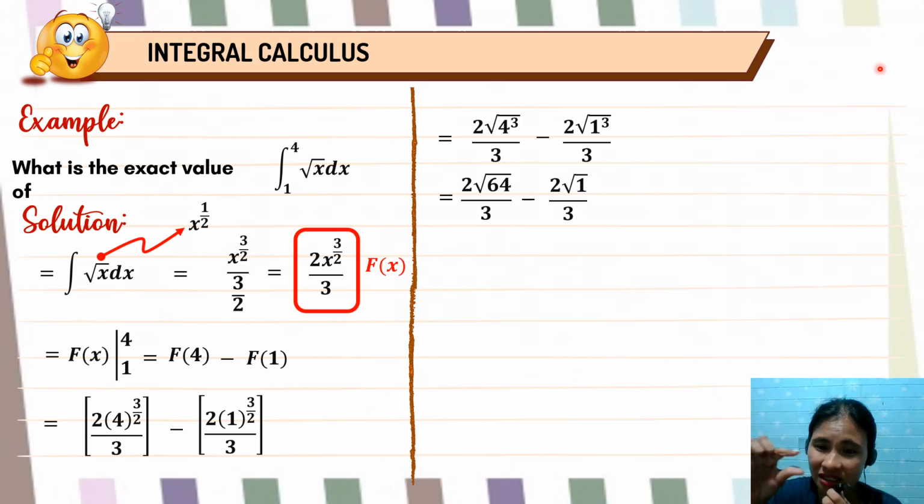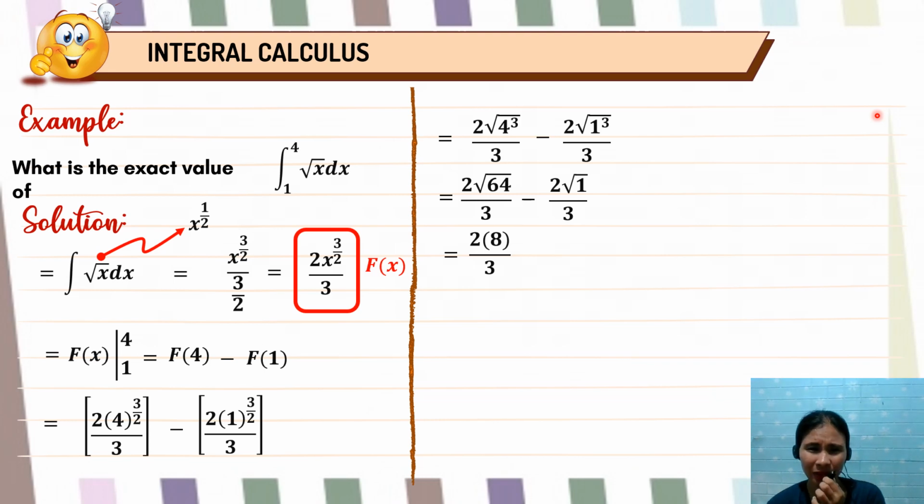I did it step-by-step so that you will be able to see how we came up with the answer. Next, square root of 64 is equal to 8. So that makes it 2 times 8 over 3. By the way, in integration, we only consider the positive value of the square root. Positive values only. So 2 times 8 over 3 minus square root of 1, which is 1. So that would be 2 times 1 over 3.